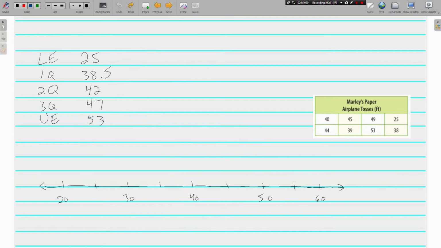Alright, box and whisker plot. Need a dot for our lower extreme, 25. Dot for the upper extreme on 53. We need a dot for 38.5. A dot for 42. That's the median of the whole thing, and another dot for 47. We put a box around our interquartile range, and we draw whiskers out to our extremes. Alright, so that's a box and whisker plot.